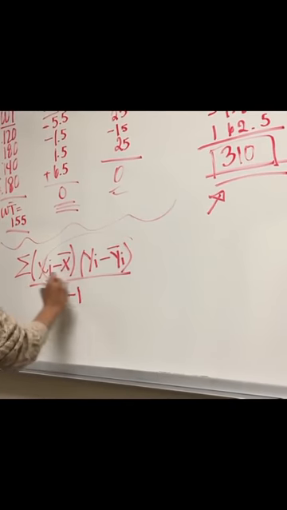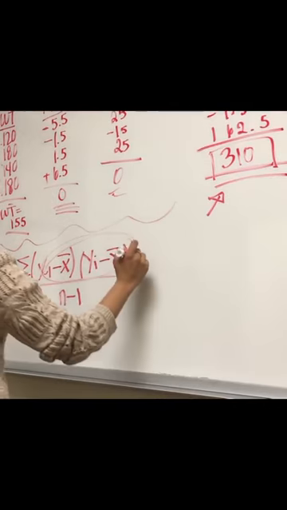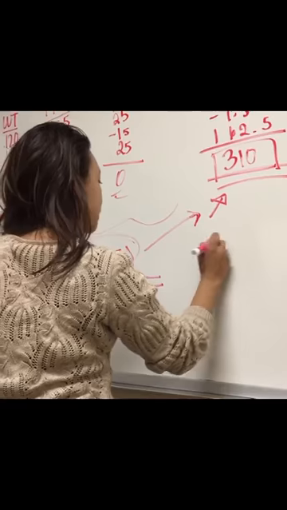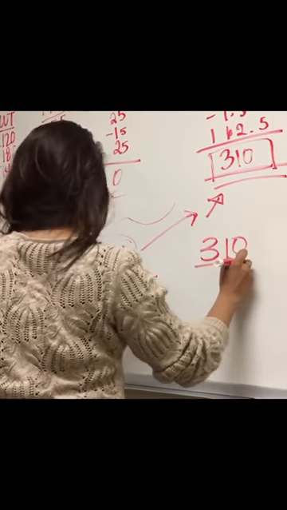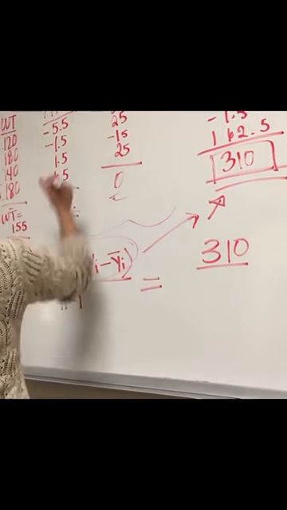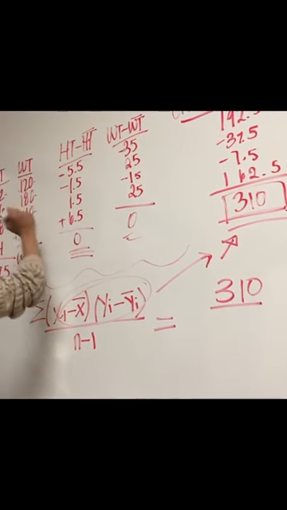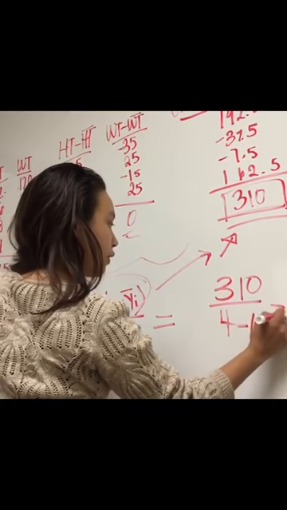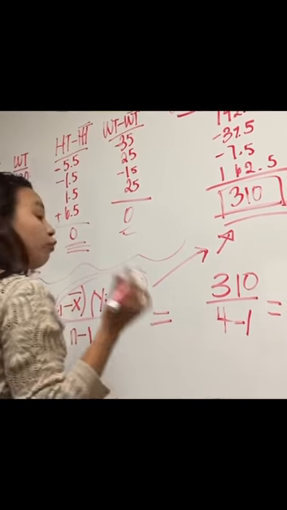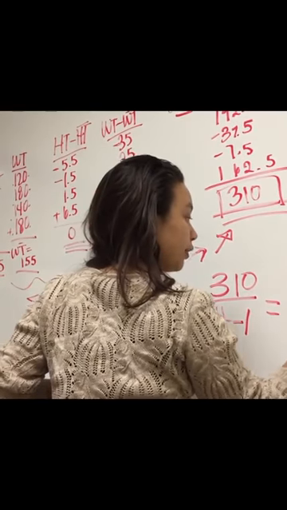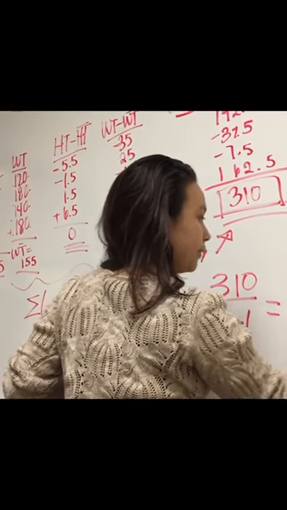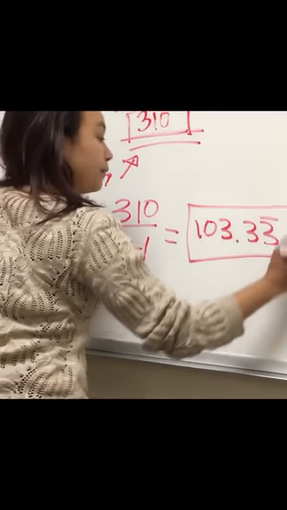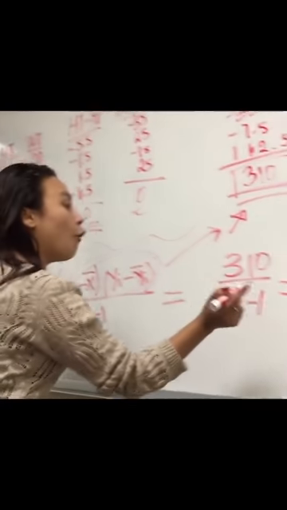If we plug it in, that'll be the sum, which is 310, divided by n minus 1. Here n is the number of data points, and since we have 1, 2, 3, 4, we put 4 minus 1. So that's 310 divided by 3, which gives us 103.3333. So we did all of this to get to our covariance.